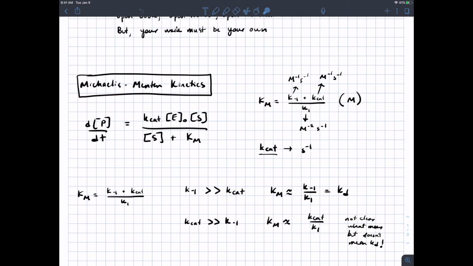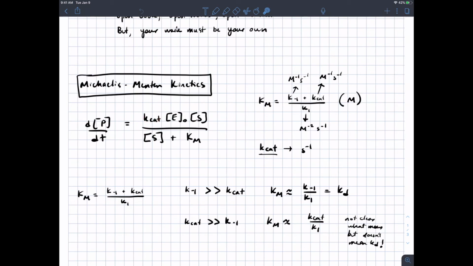binding of the substrate by the catalyst to get an enzyme substrate complex, rate determining conversion of substrate to product within that complex, and then afterwards fast dissociation of product from the complex. And if you make the steady state approximation based on the enzyme substrate complex, you get this equation.